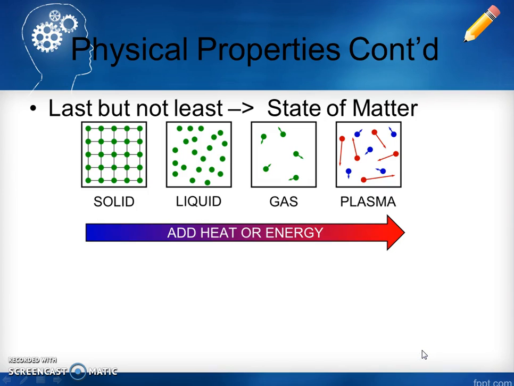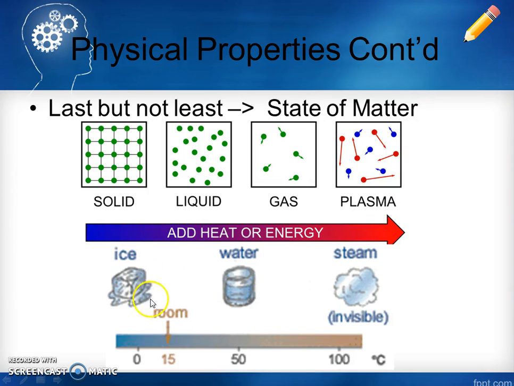Last but not least, the state of matter. So we've got solid, liquid, gas, or plasma here. We'll talk about this in the next module. And an example here, ice, water, steam. So ice is solid. You add a bit of temperature, it becomes water. More temperature, it becomes steam. So the state of matter is a physical property.